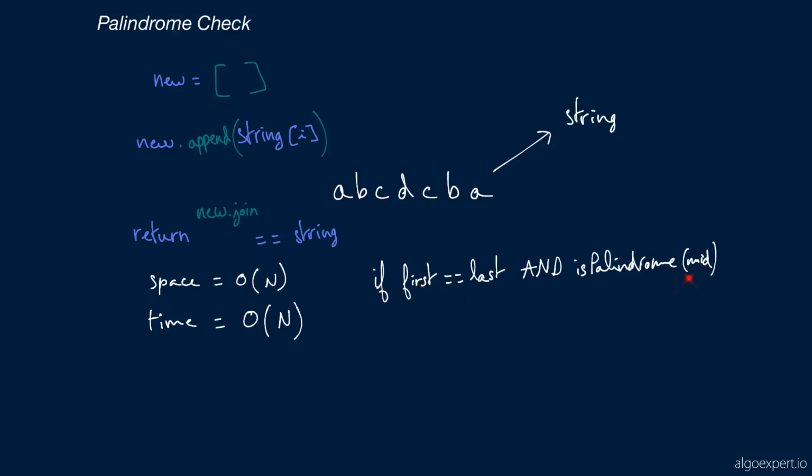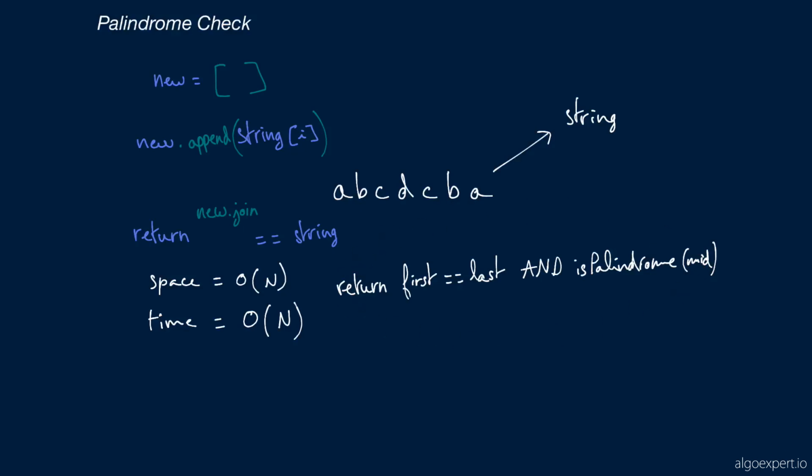So if these two things are truthy, return true. Or we could even not have this entire if statement. We could just return this: return the fact that first is equal to last and is palindrome on mid. Call is palindrome on mid. So that would be a way to solve this function recursively. Again, we'll go into the exact implementation in the code walkthrough in a little bit, but this is the main logic behind the recursive solution to this problem.